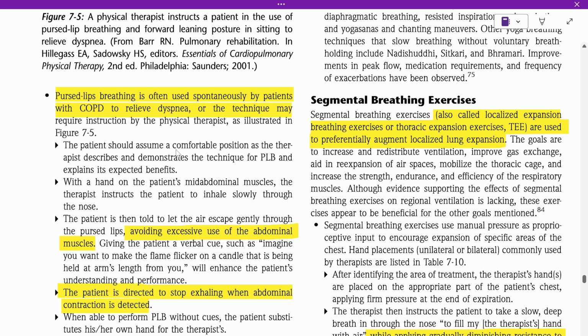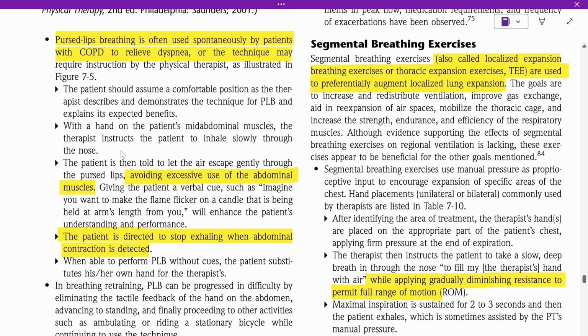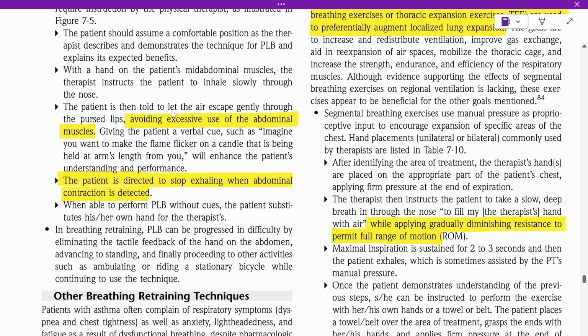The patient should assume a comfortable position as the therapist describes and demonstrates the technique for pursed lip breathing and explains its effects and benefits. With a hand on the patient's mid-abdominal muscles, the therapist instructs the patient to inhale slowly through the nose. The patient is then told to let the air escape gently through the pursed lips, avoiding excessive use of the abdominal muscles. Giving the patient a verbal cue such as, imagine you want to make the flame flicker on a candle that is being held at arm's length from you, will enhance the patient's understanding and performance.